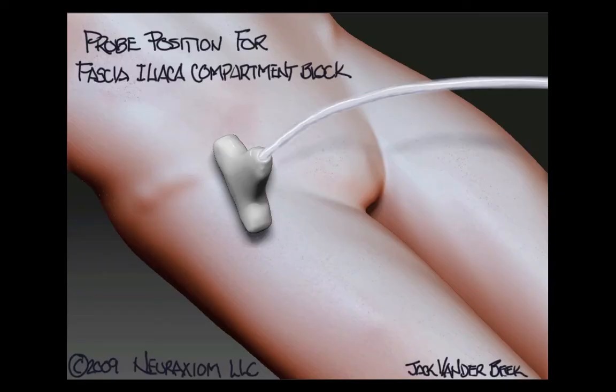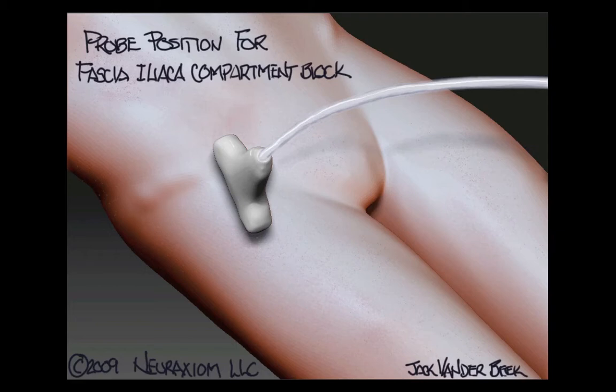Now, the position for the fascia iliaca block, this is from neuraxiom.com. So if you put the probe in this orientation, just medial to the anterior superior iliac spine, and then move the probe 2 to 4 centimeters medially, you should be in about the right position. And sometimes if you point the cephalad end of the probe slightly towards the umbilicus, you'll clear up your view of the compartment, of the fascial layer.